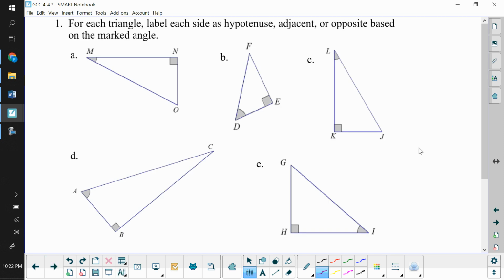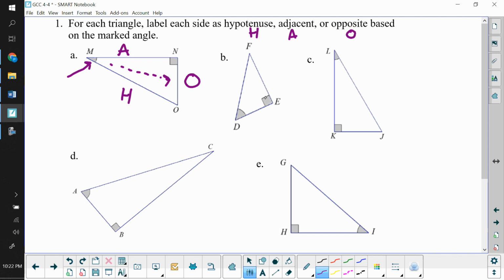So moving over to the next page, from the marked acute angle, we're going to label which side would be hypotenuse, adjacent, and opposite. We'll abbreviate the hypotenuse with H, we'll abbreviate the adjacent with A, and we'll abbreviate the opposite with O. So, in letter A here, hypotenuse is across from the right angle. So this has to be the H. Notice we're going from angle M. So the opposite, you go straight across the triangle. So this is our opposite. And then the adjacent is the one that is next to, but is not the hypotenuse.